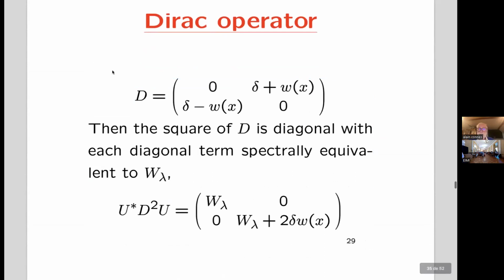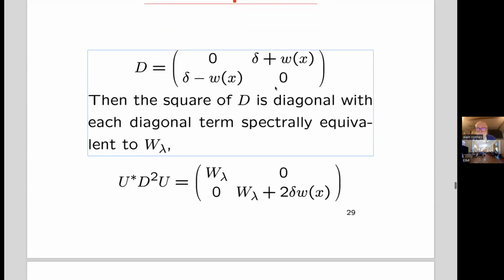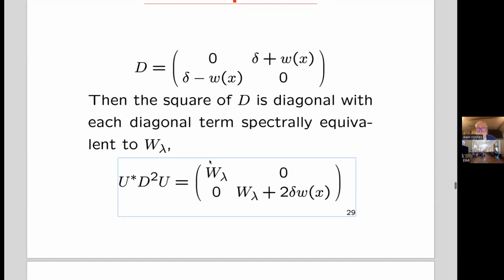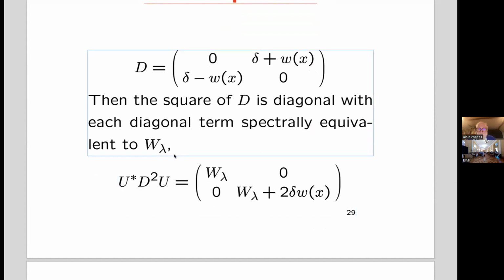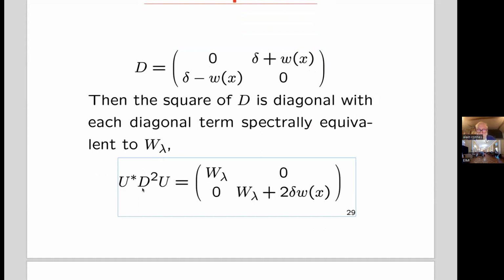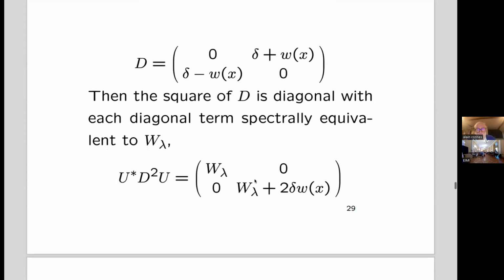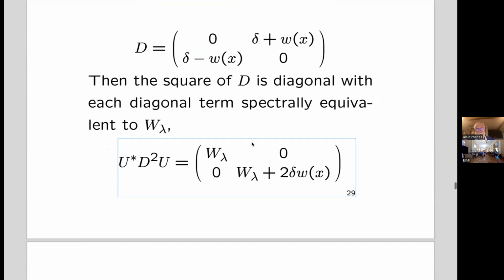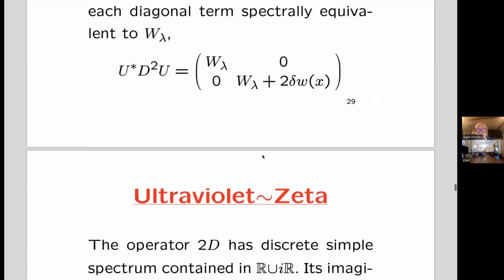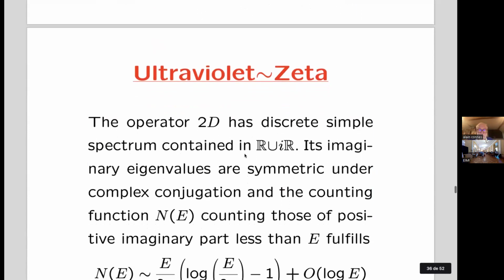And the important thing about this Dirac operator, of course, is that it's a 2x2 matrix, and it should be like that because it is a Dirac operator in a one-dimensional space. So what you have is a Dirac operator of this form, and it has the main property that when you square it, you obtain an operator which is isospectral to two copies of the Prolate operator. So it's spectrally equivalent, if you want, to W lambda.